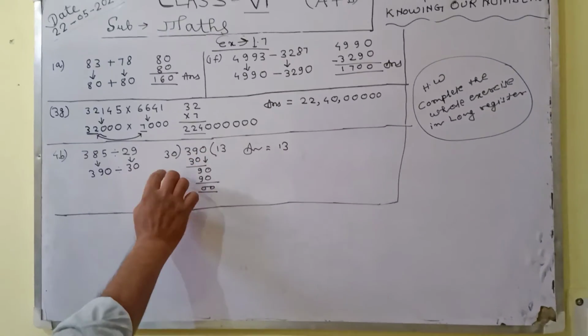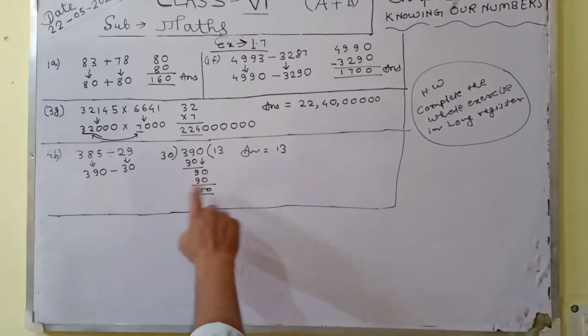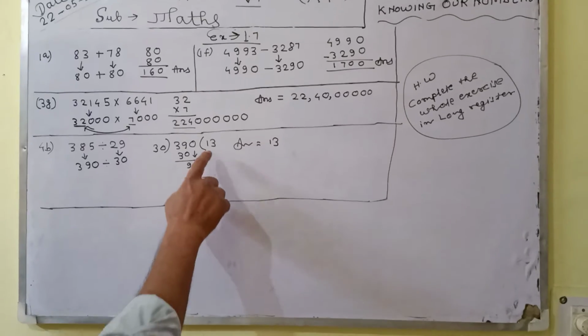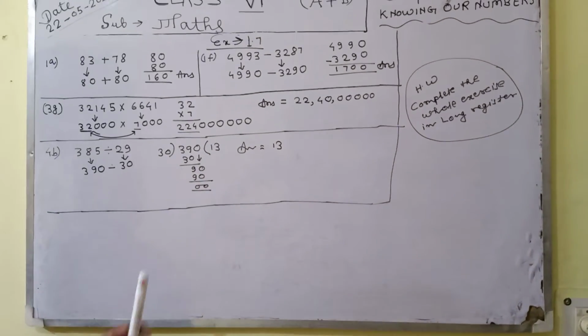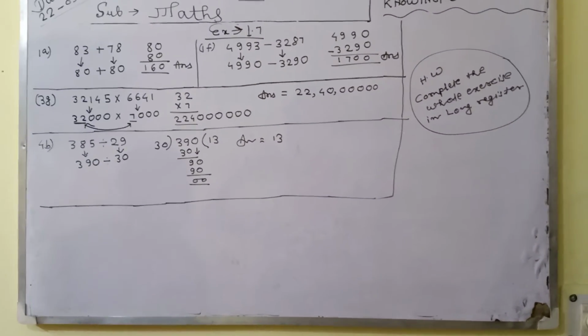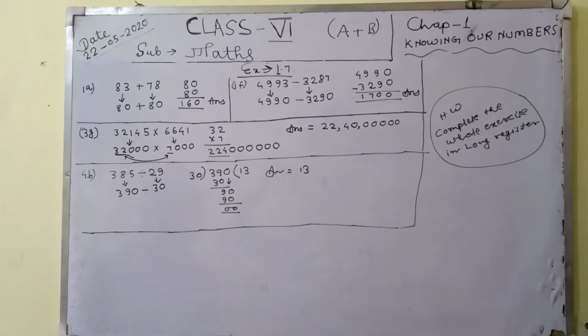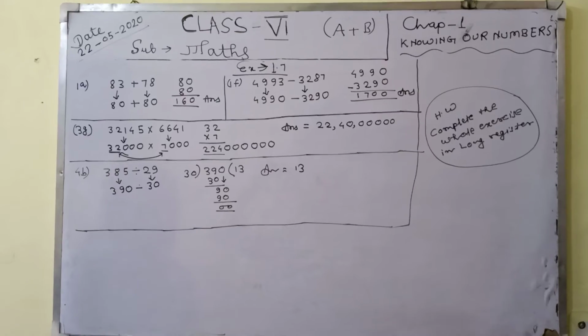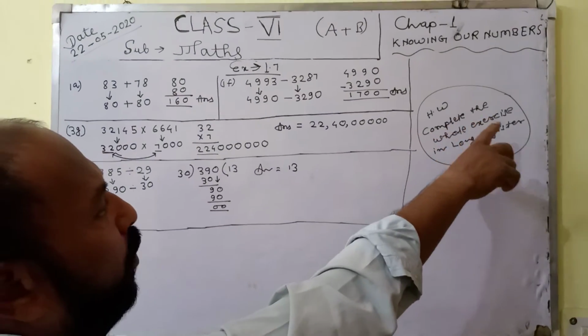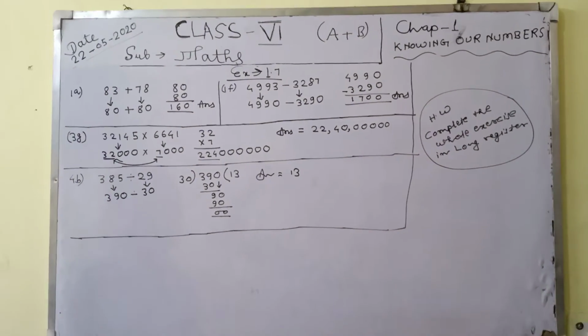After the division workout, you have to show the division, and ultimately you will get 13, sure and short. In this way, the answer is 13. In this way, this exercise 1.7 I have already explained to you. I hope you can understand clearly, and the homework is to complete the whole exercise in your long register.